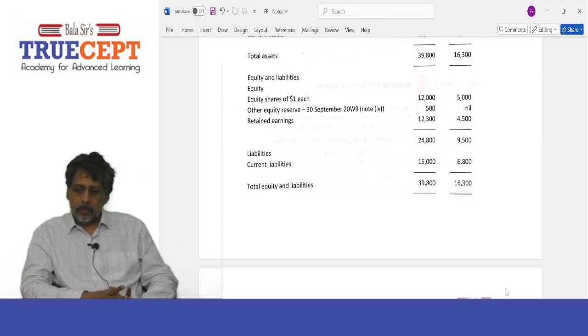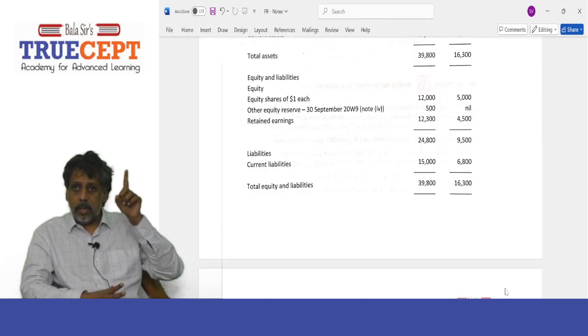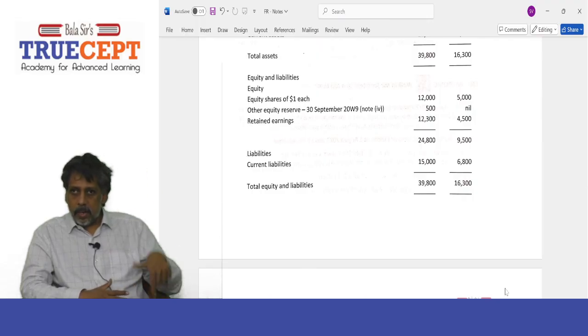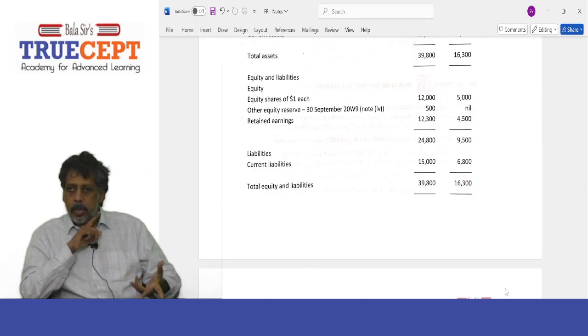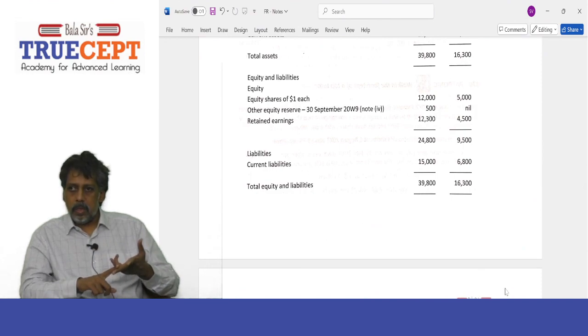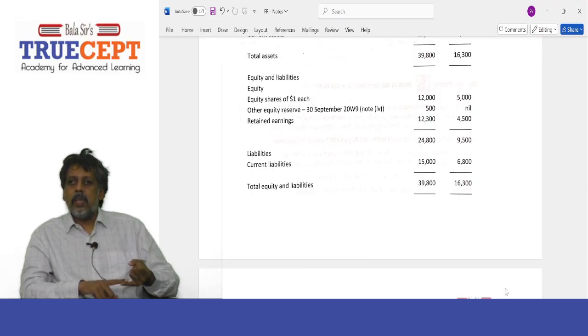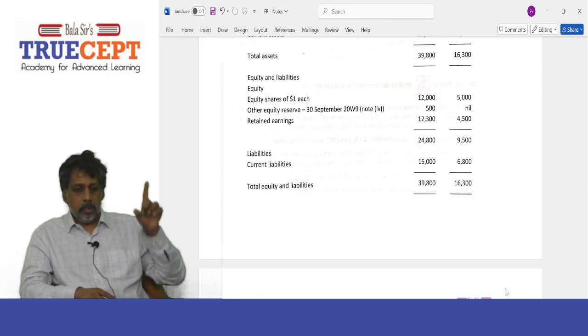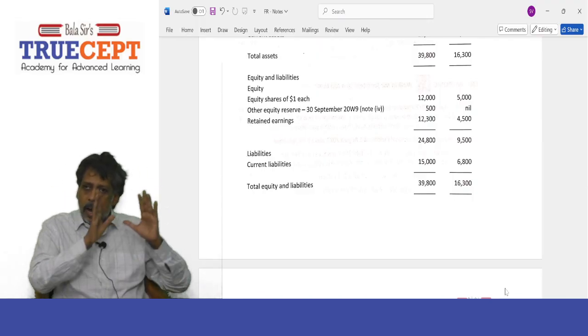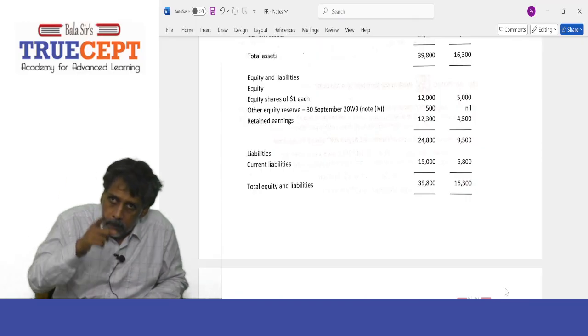Next. Other equity reserve at 30th September 20x9, that is a year before. Referred note 4: 500 under Premier and nil under Sanford. Next. Retained earnings 12,300 and 4,500. That is the retained earnings of your company, Sanford, 4,500 in thousands.